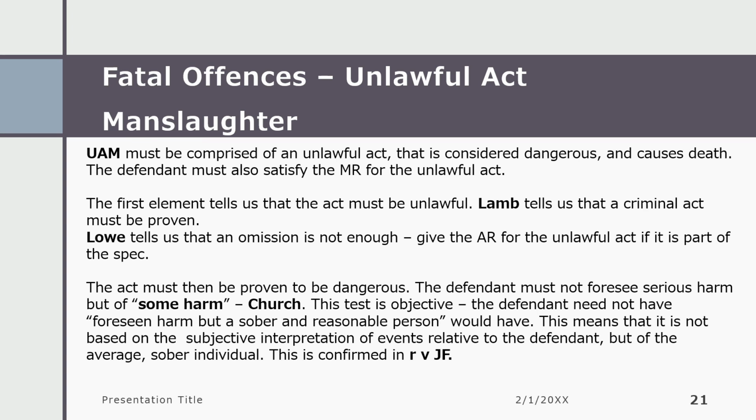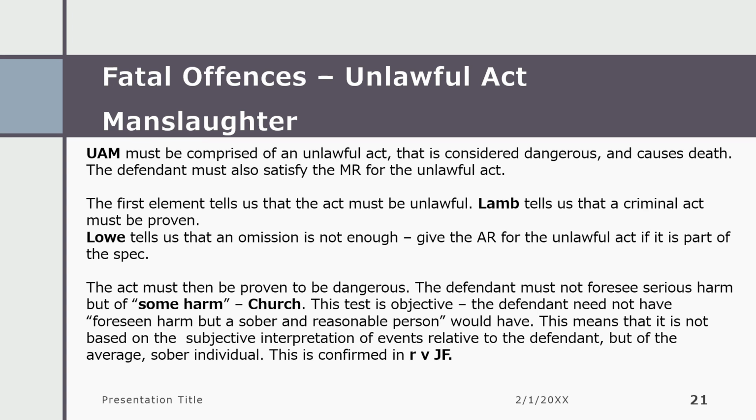The first element tells us that the act must be unlawful. Lamb tells us that a criminal act must be proven. Lowe tells us, however, that an omission is not enough. So in this case, give the AR for the unlawful act if it is part of the spec. If not, give a reasonable definition, something like rape or like poisoning someone. I'd say like administering noxious substances, or the unlawful unconsented penetration, or something like that. Do you know what I'm trying to say? So yeah, do something like that.